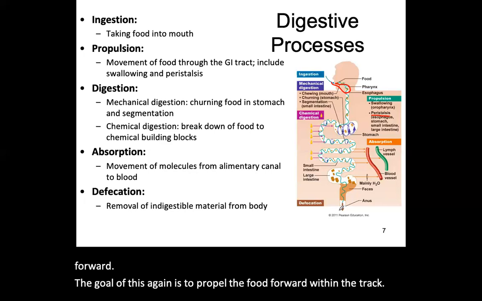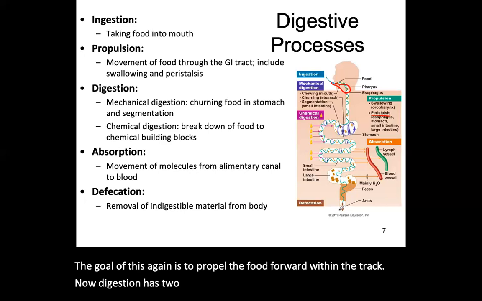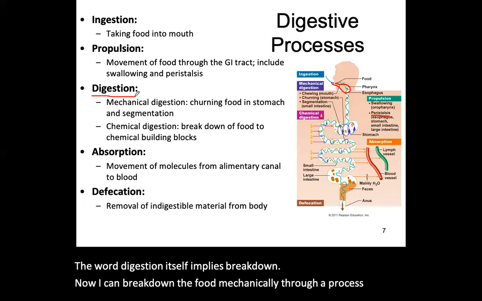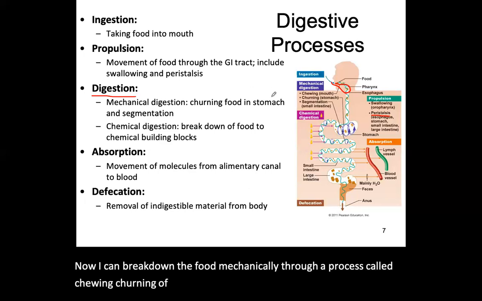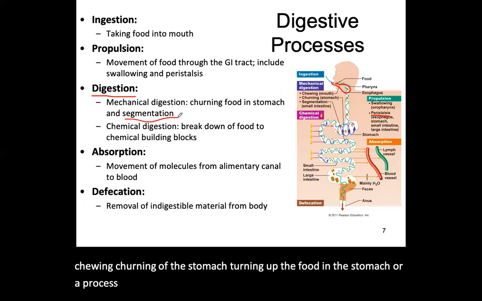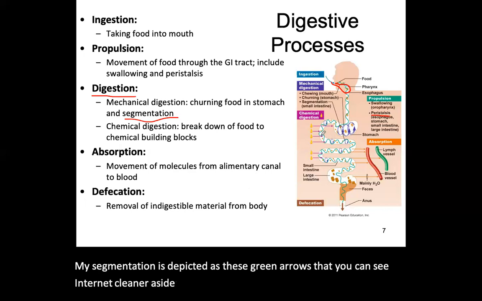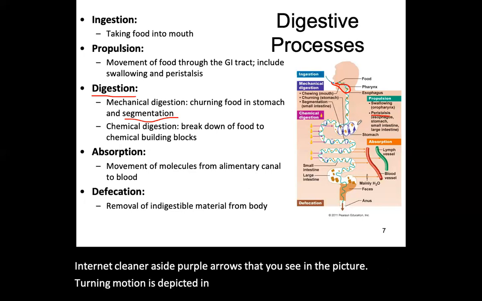Now, digestion has two types, mechanical and chemical. The word digestion itself implies breakdown. I can break down the food mechanically through a process called chewing, churning of the food in the stomach, or a process called segmentation. Segmentation is depicted as these purple arrows that you see in the picture. Churning motion is depicted in the stomach, and the chewing is depicted in your mouth.